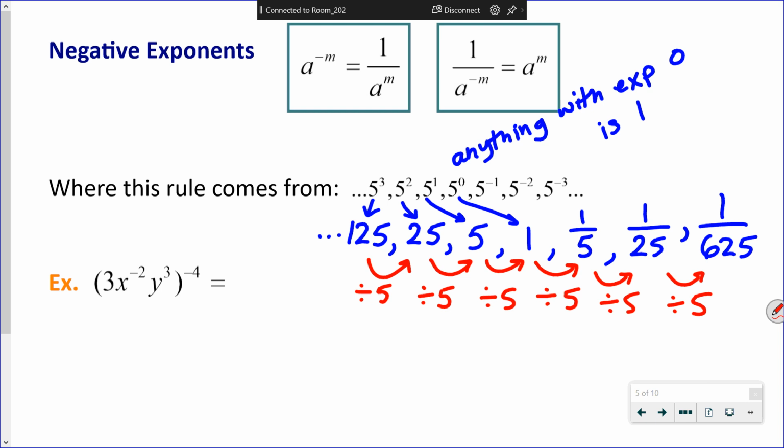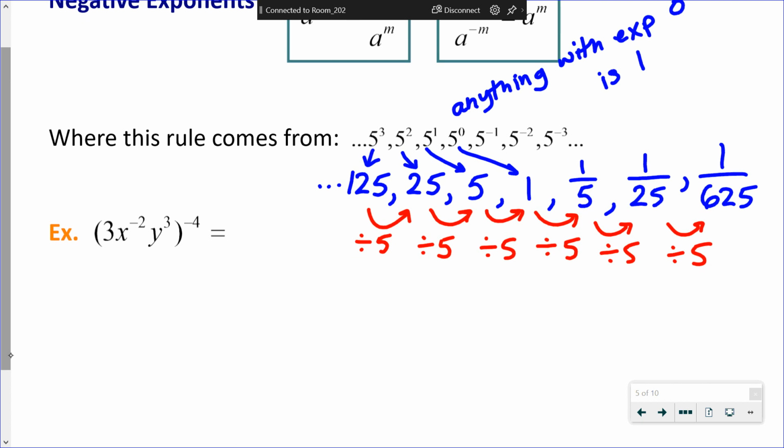Now, you don't actually need to know all of that about this whole chain of 5s and fractions and all that. You just need to be able to follow the rule, but I wanted you to see where it comes from. So if we're going to follow the rule for this example over here, I see negative exponents in a couple of places in this problem. The first thing I want to do is deal with this outside negative exponent, because it's a pretty easy fix to say, I know the rule says I'm supposed to write my answer as a fraction.